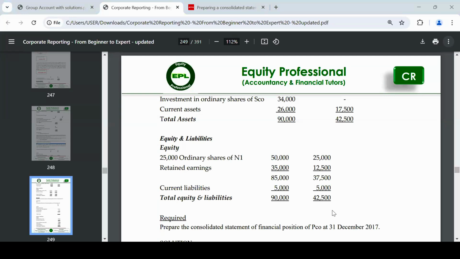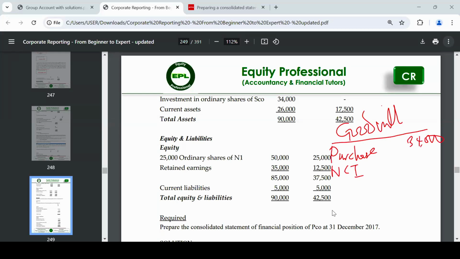I would say goodwill. Goodwill, we all know, would only arise when you have a higher consideration than the net assets of the subsidiary. But let's go. Purchase consideration of the parent must have been 34,000.